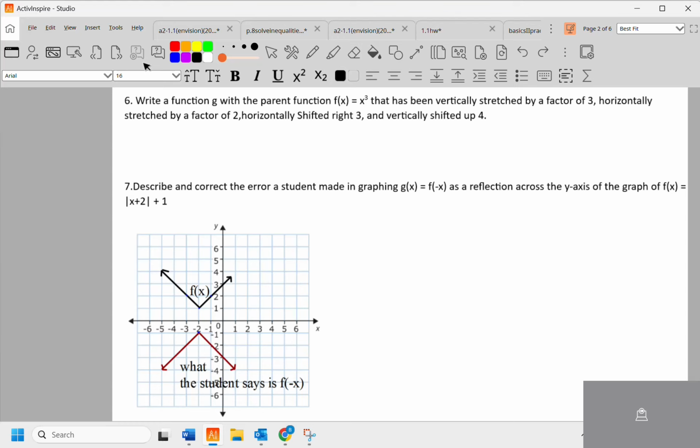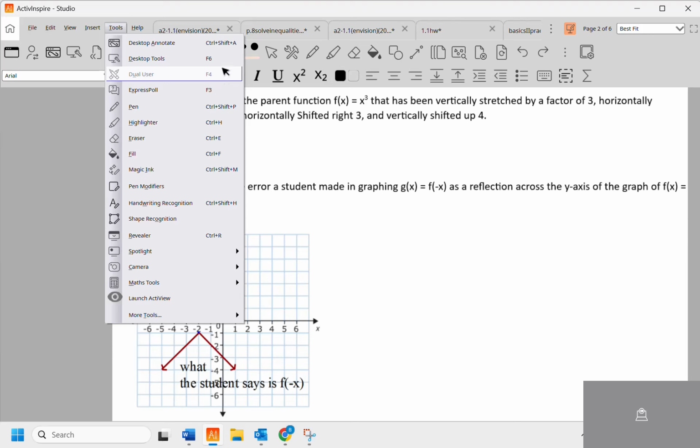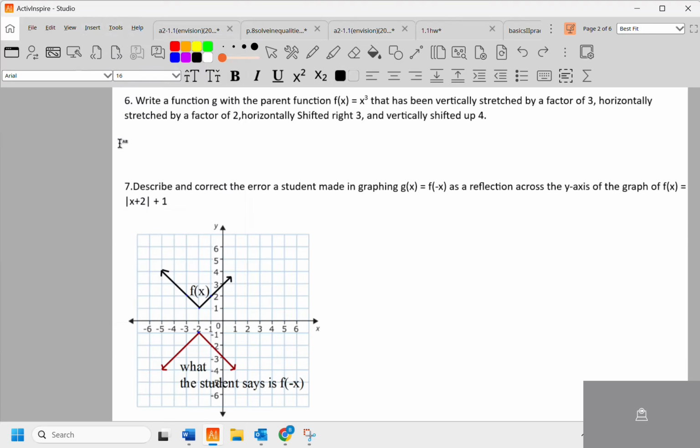It says write a function g with a parent function f of x equals x cubed that has been vertically stretched by a factor of 3. So we'll just do this piece by piece, and I'll type it out. So I have my writing pad on me. Step 1, to vertically stretch by a factor of 3, g of x would simply be 3x cubed. It was x cubed, now it's 3x cubed.